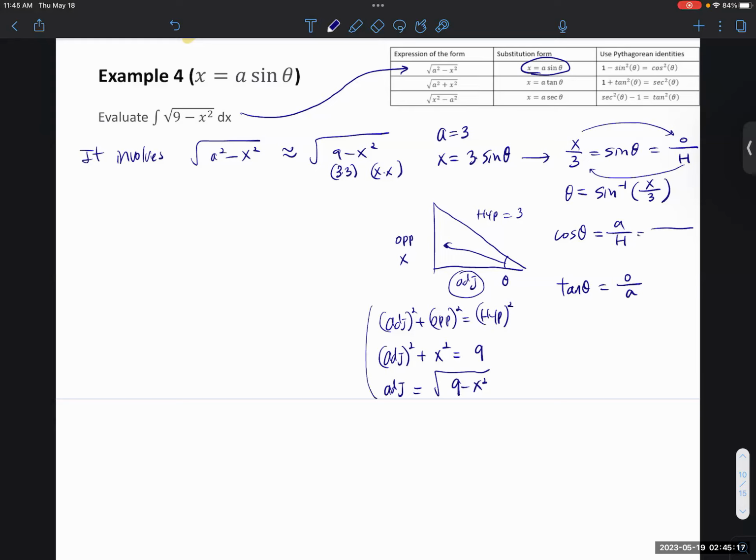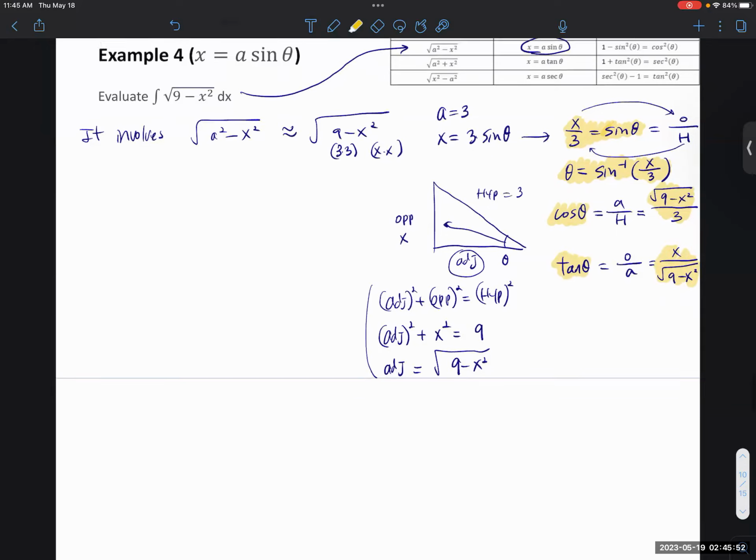So therefore, you got it. Adjacent is radical 9 minus x squared over 3. And then tangent is opposite over adjacent, x over radical 9 minus x squared. So you have everything. We know sine theta is x over 3, theta is sine inverse x over 3, cosine theta is radical 9 minus x squared over 3. Tangent, we have everything. So this is good.